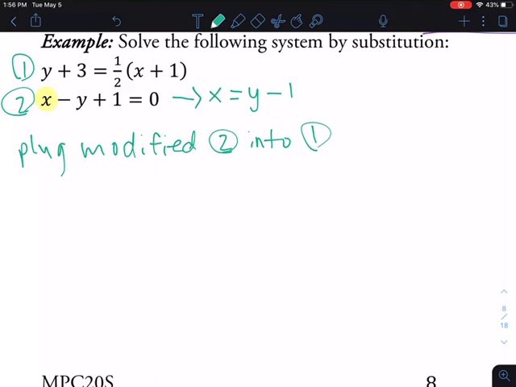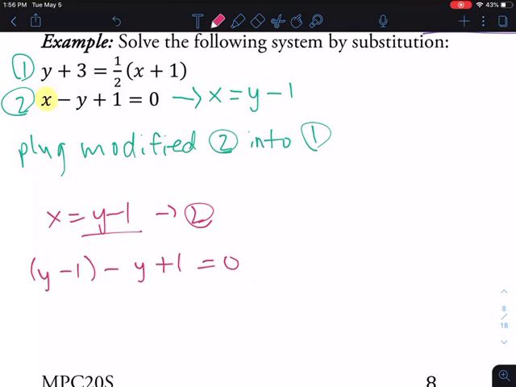Okay, I'm just going to show you what happens if I were to do the wrong thing here, okay? So let's say I was going to plug x equals y minus 1 back into 2. So I modified 2 and then I'm plugging it back into 2, like equation 2. Then I would get that x minus y plus 1 equals 0, right? But now we know that since x is equal to y minus 1, we can put it in there. Then that gives me y minus 1 minus y plus 1 equals 0. But look, this goes to 0 and this goes to 0. So then we get 0 equals 0.